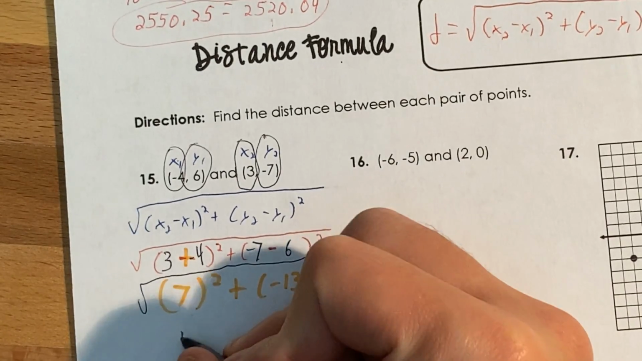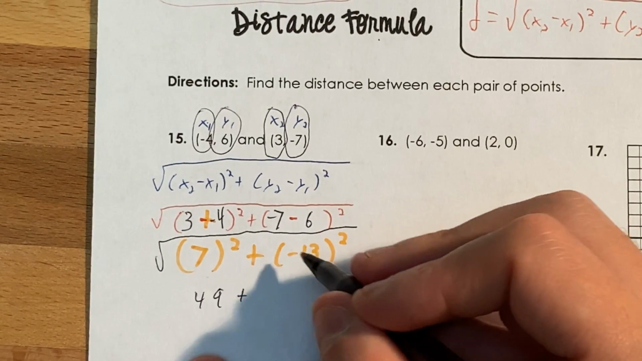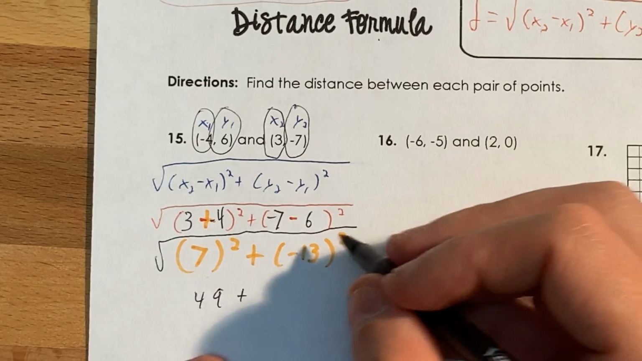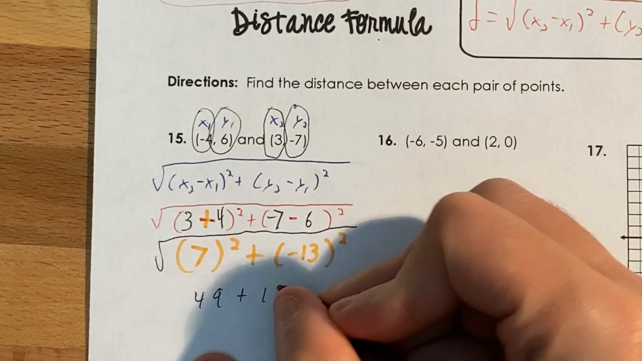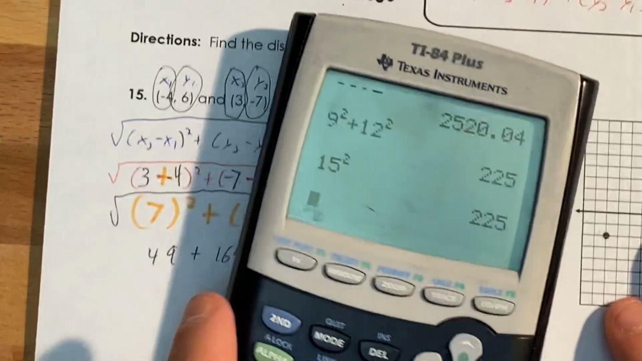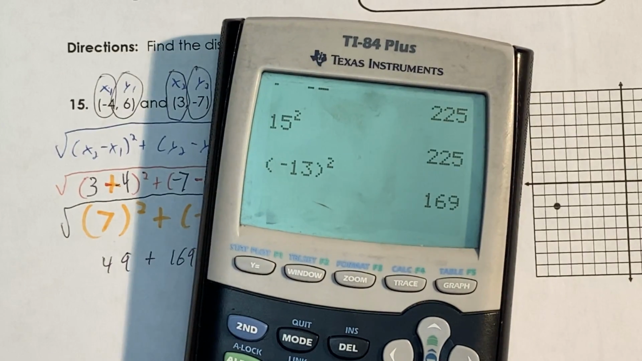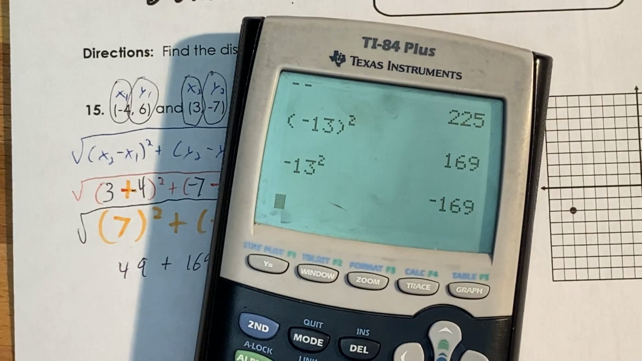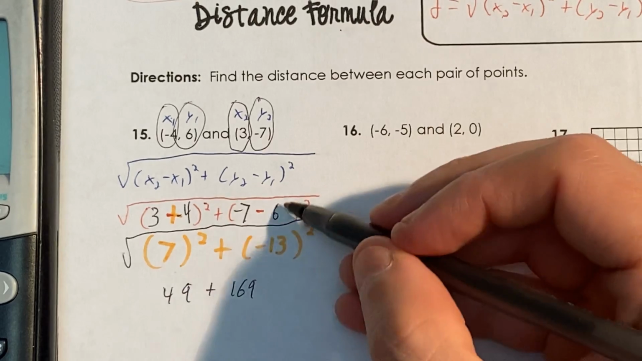And then 7 squared is 49. Negative 13 squared: remember that anything squared is always positive because squaring means to multiply by itself. So a negative 13 times a negative 13 is a positive 169. But you can always do it in your calculator as well. Negative 13 squared, it'll be 169. Just note that if you don't put the parentheses, then it's not going to give you the right answer. That's because of PEMDAS. Parentheses come before exponents. So you do have to keep those parentheses all the way down.